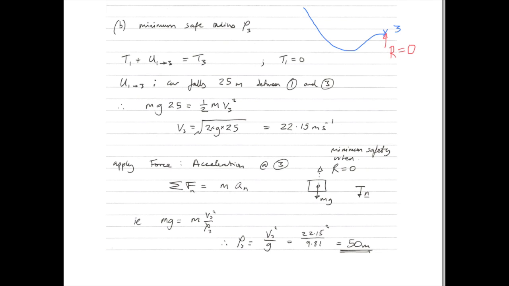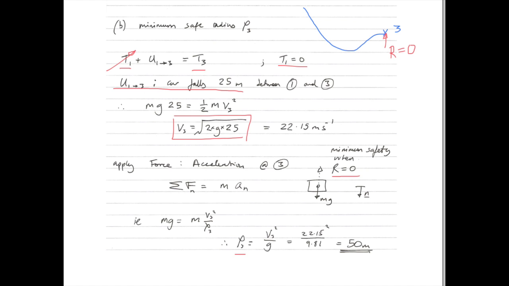So we have to do our analysis between 1 and 3 this time. Again, it starts from rest, so the initial kinetic energy is 0, and since it's frictionless, we only need to look at the change in height. This time it's 25 meters. So if we know the work done due to falling 25 meters, we can work out that the speed at point 3 should be 22.15 meters per second. Now, if we know that speed, and we know that the reaction force should be 0, then we can work out what the radius of curvature should be in order to meet that condition.